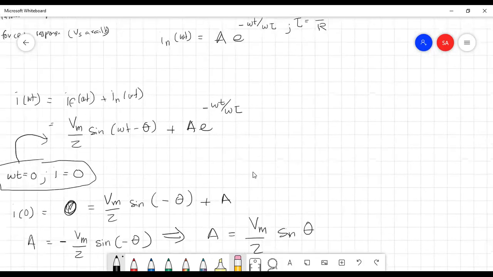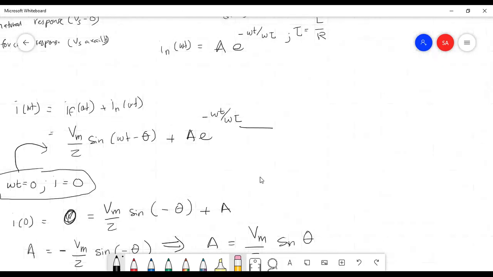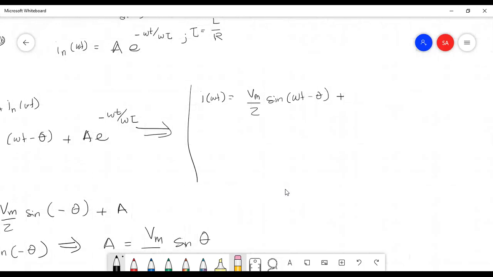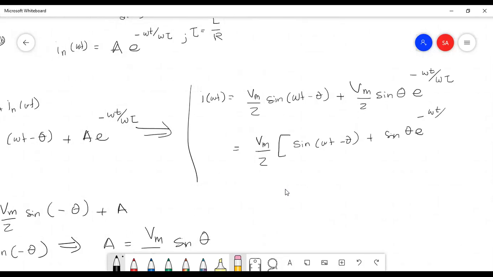Okay, so we can finally write down our complete current equation as Vm over Z sine(omega t minus theta) plus Vm over Z sine theta exponential negative omega t over omega tau. Okay, and this one can actually be simplified further: Vm over Z, sine(omega t minus theta) plus sine theta e to the negative omega t over omega tau.